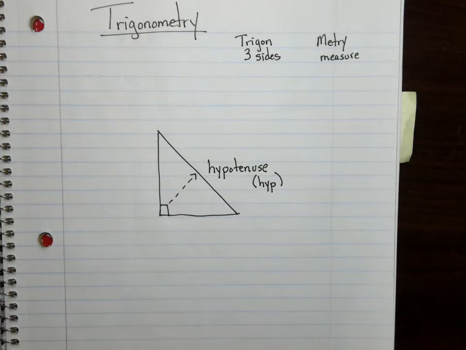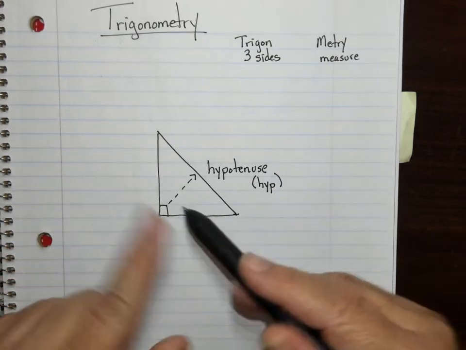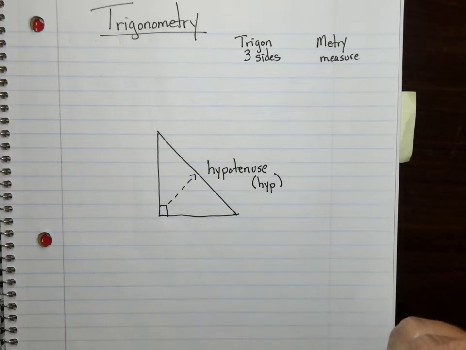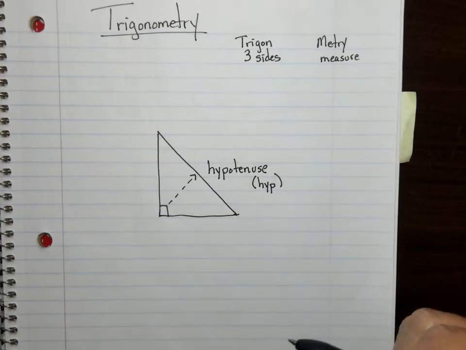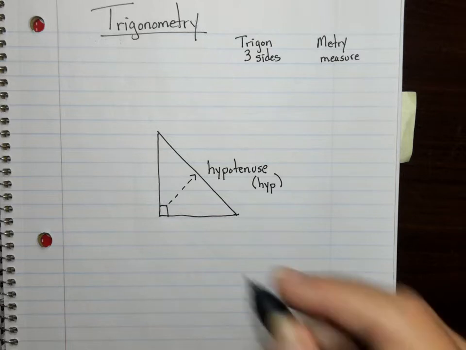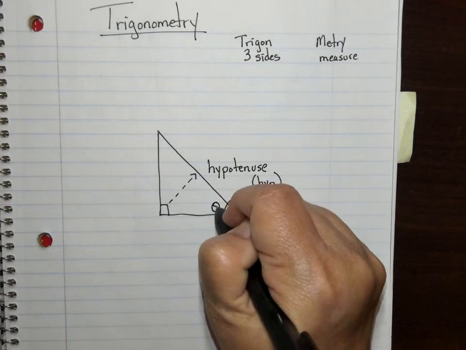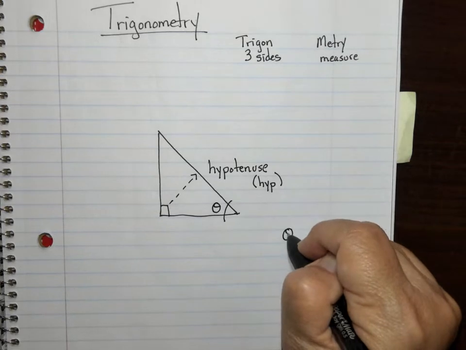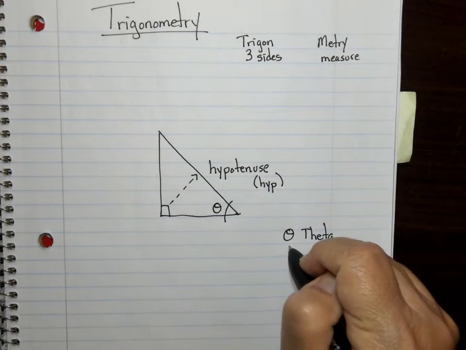And so we already know that if we know two of these side lengths, we can use the Pythagorean theorem to find the third side. So we know that already. But what if we only know one side and one angle? That's when we're going to use trigonometry to find out the other sides. So let's say I have this angle, and most of the time angles are marked with this Greek letter. It's called theta. So this sign right here is theta. And that is a Greek letter.